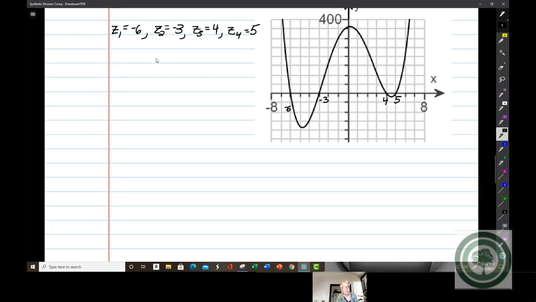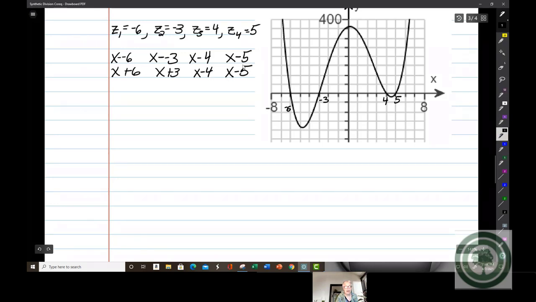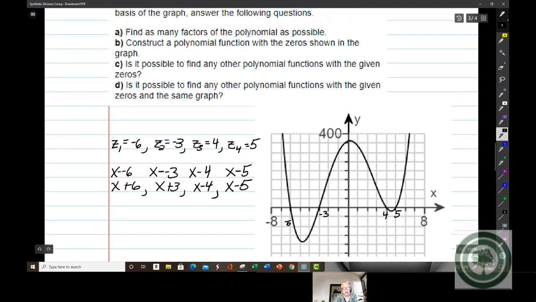Now remember how we find factors. X minus negative 6, X minus negative 3, X minus positive 4, X minus positive 5. So that will be X plus 6, X plus 3, X minus 4, and X minus 5. And all my math lab wants you to do is not put parentheses around them, but instead just put commas between them for this first answer A. So you're warned ahead of time.